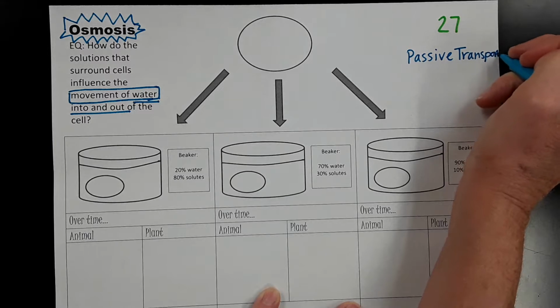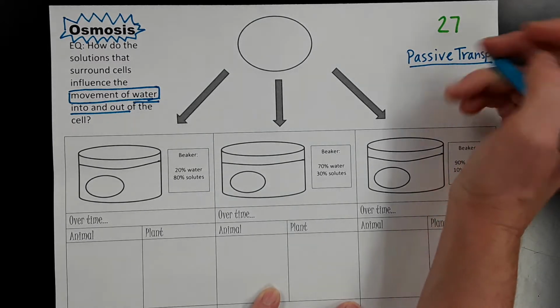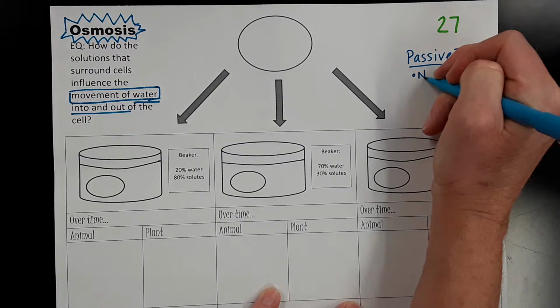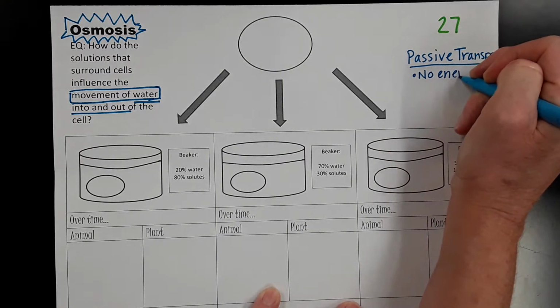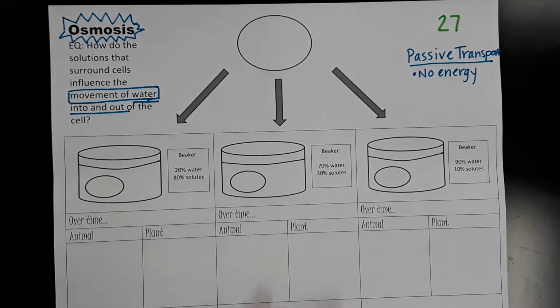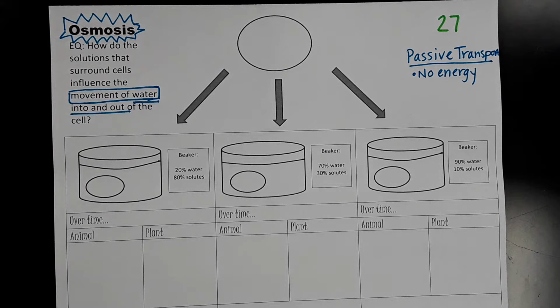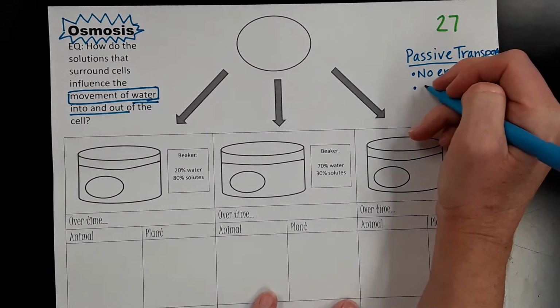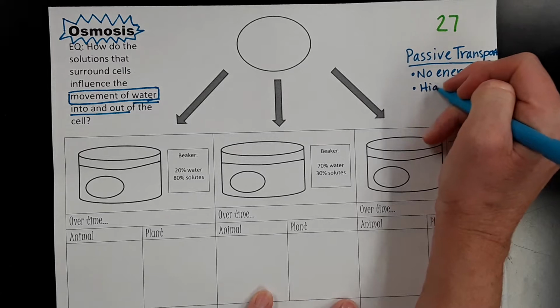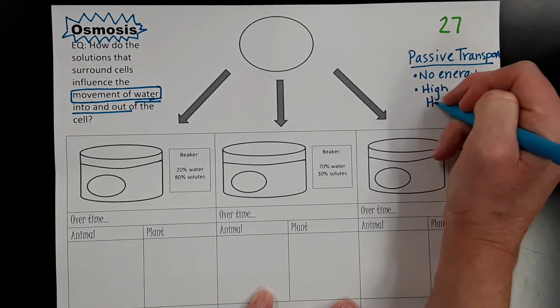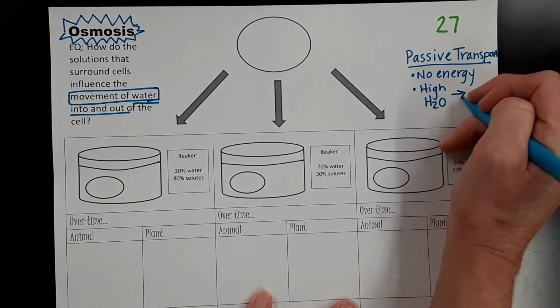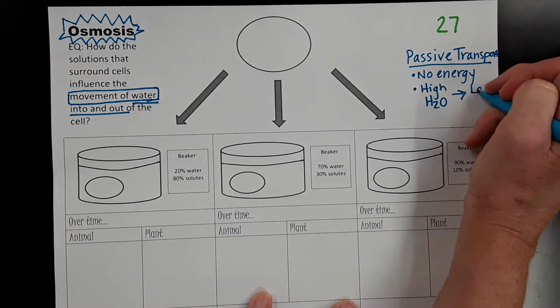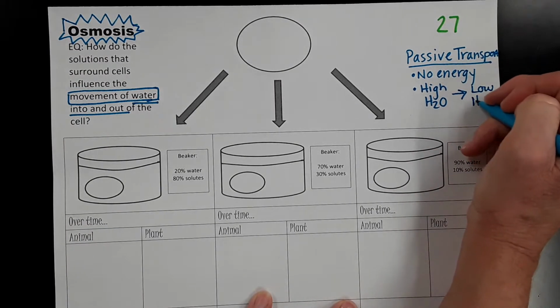If you recall, passive transport requires no energy. It did not use any of that special molecule ATP to move water from one side of the cell membrane to another. Passive transport goes with the concentration gradient. So it moves water from areas of high water concentration, high H2O, to areas with lower water concentration, lower H2O.